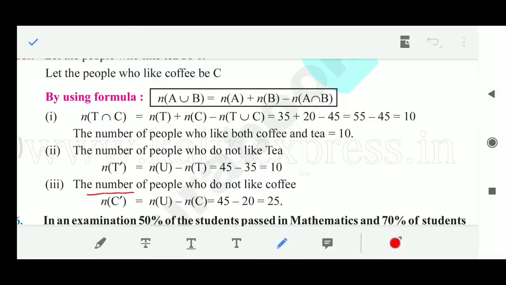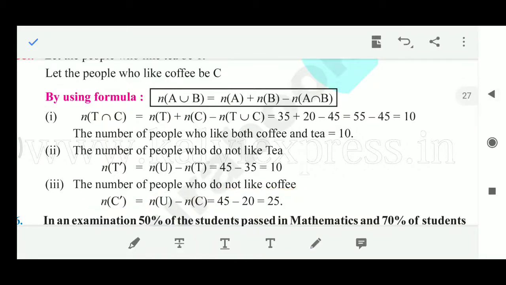And the third one, the number of people who do not like coffee. So that is n(C'). Do not like, so we have to take C'. n(U) − n(C), which is 45 − 20, which gives 25. So the number of people who do not like coffee is 25.